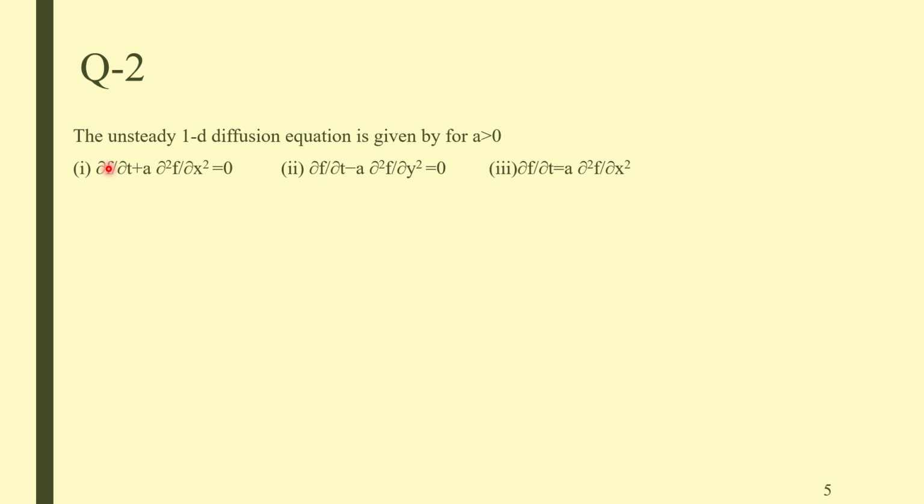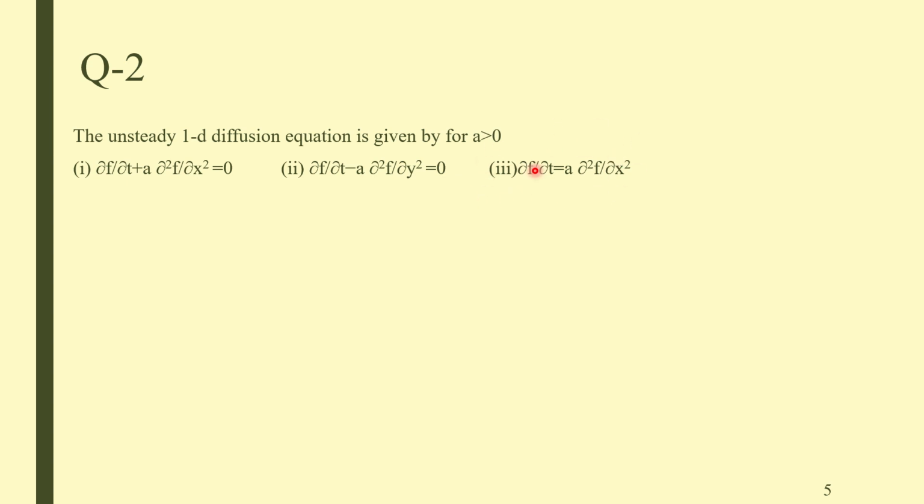We'll look at the options. In option 1 it is ∂f/∂t + a times ∂²f/∂x² = 0. Option 2 is ∂f/∂t − a times ∂²f/∂y² = 0. And option 3 is ∂f/∂t = a times ∂²f/∂x². Here it is mentioned that a is positive. So if a is positive, the general equation is such that ∂f/∂t = a times ∂²f/∂x², where a is positive. So this is the right answer.